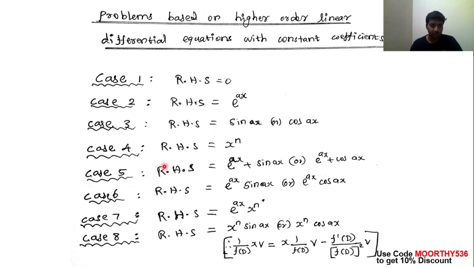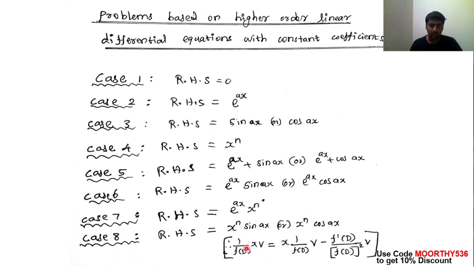Then case 5: R equal to e power ax plus sin ax, or e power ax plus cos ax. Case 6: e power ax into sin ax or cos ax. Case 7 is e power ax into x power n. Case 8 is an entirely different case in the differential equation: x power n into sin ax or x power n into cos ax. So this is the format here.